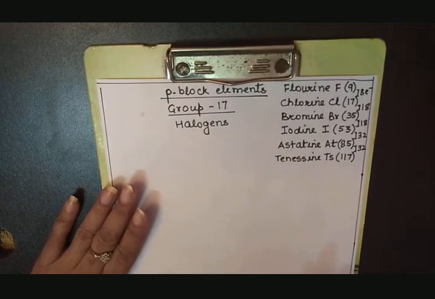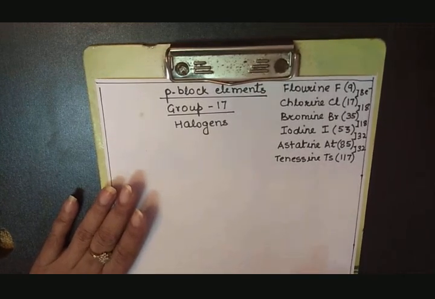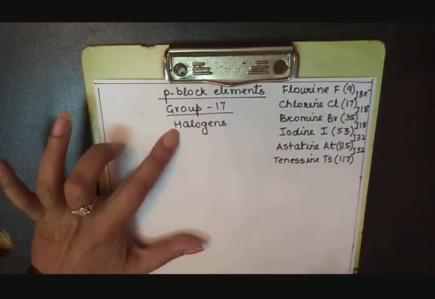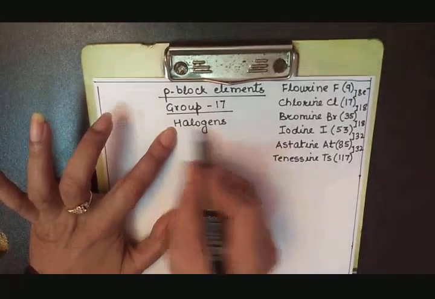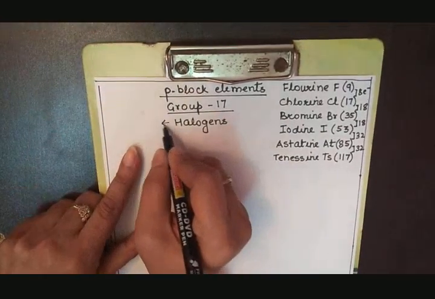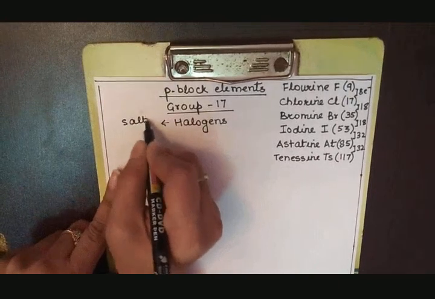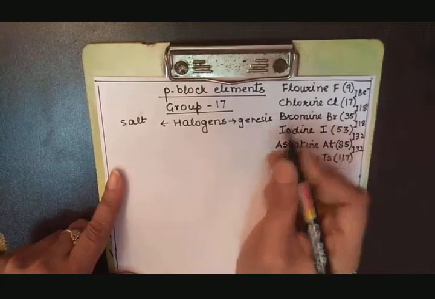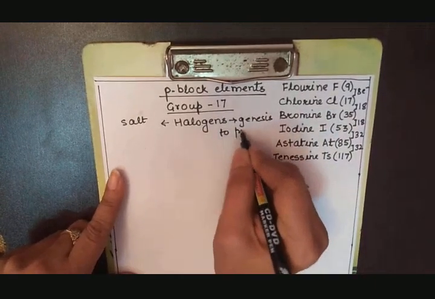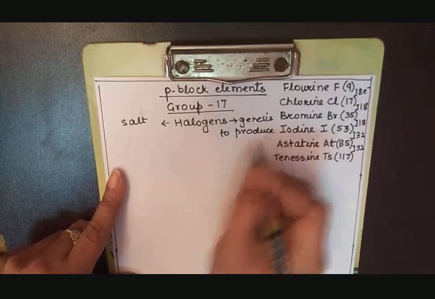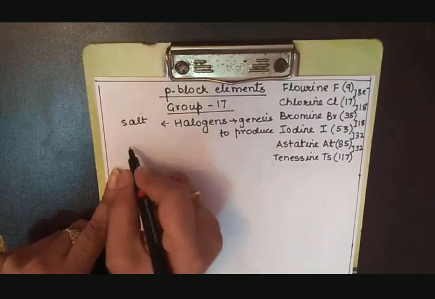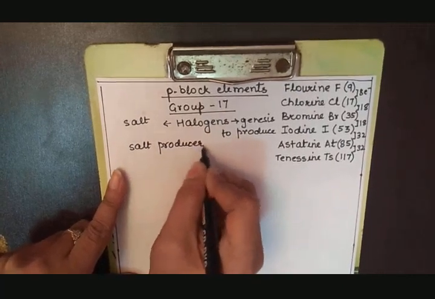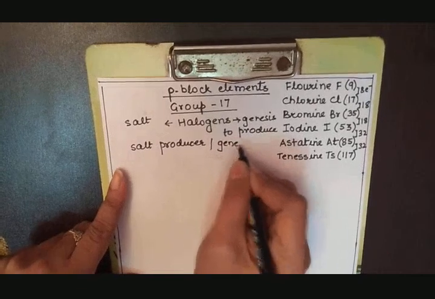Group 17 contains 7 electrons in its valence shell. Right? They are also called halogens. So why are they called halogens? Halogen is a Greek word in which halo means salt or sea salt and gen comes from genesis, or to produce or to generate. Therefore, the elements of this group are salt producers or salt generators.